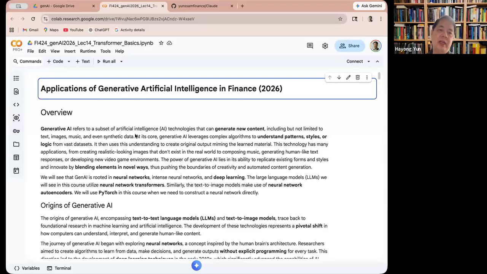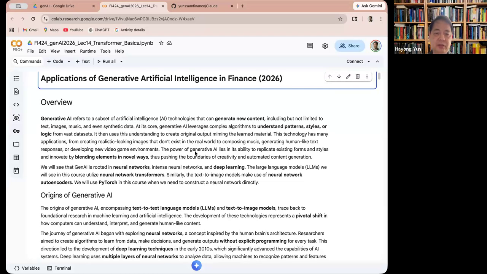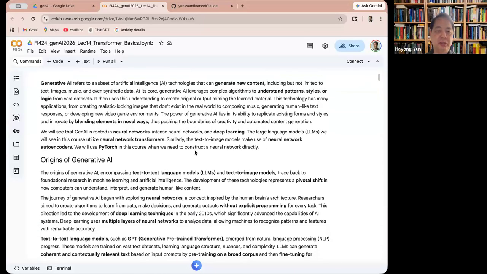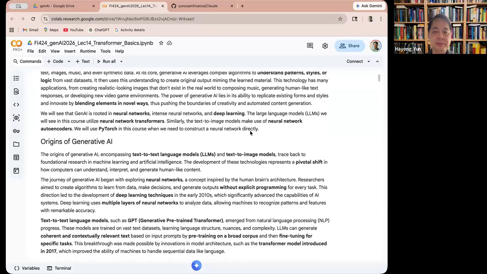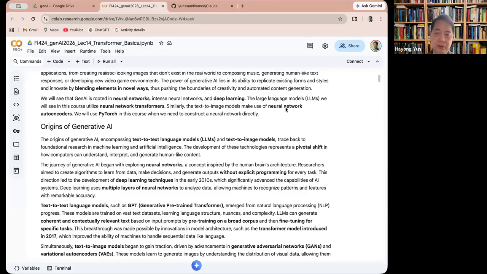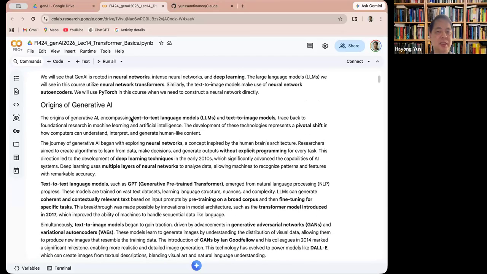Well, generative AI first is the subset of AI technologies that can generate new content. It leverages complex algorithms to understand patterns, styles, or logic from vast data sets. I guess you have seen enough in recent news. They both use neural networks, like deep neural networks, and have taken several concepts from things like neural network autoencoders.